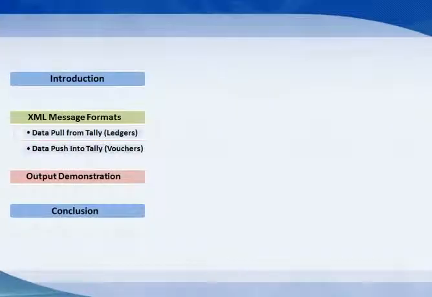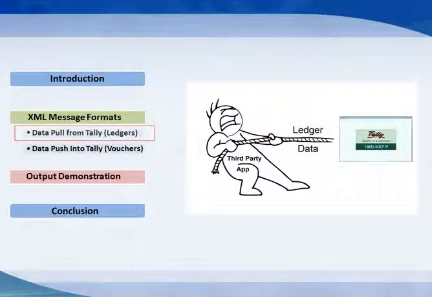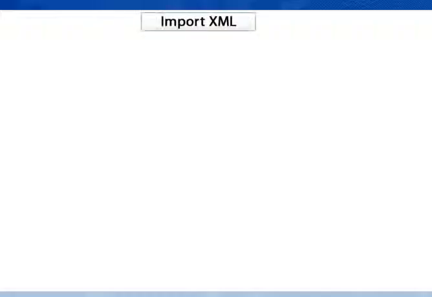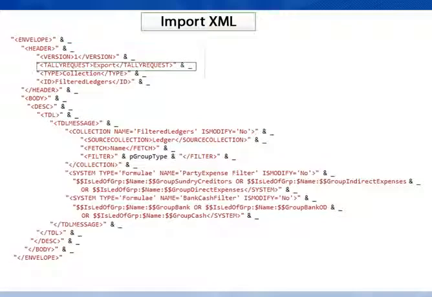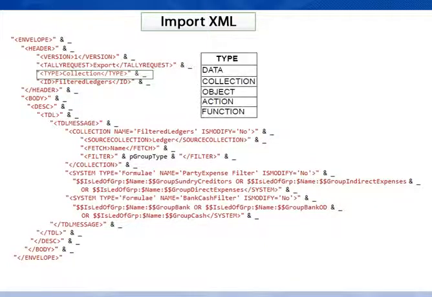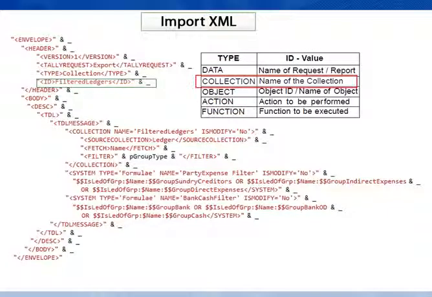Since ledgers from Tally are required in the combo box of the application's interface, we need to extract ledger masters from Tally by sending an XML request. The XML request is as follows. The Tally request tag will be set to export since we are requesting Tally to export data. The type tag will be set to collection since we are asking for a collection of ledgers. The ID tag is set to the name of the collection, which is filtered ledgers in this case.